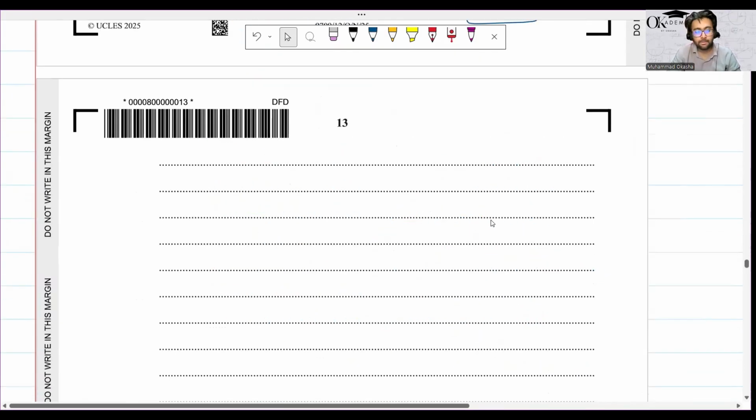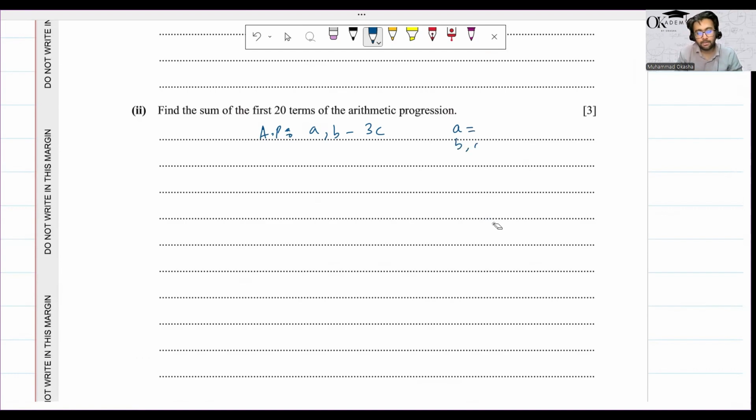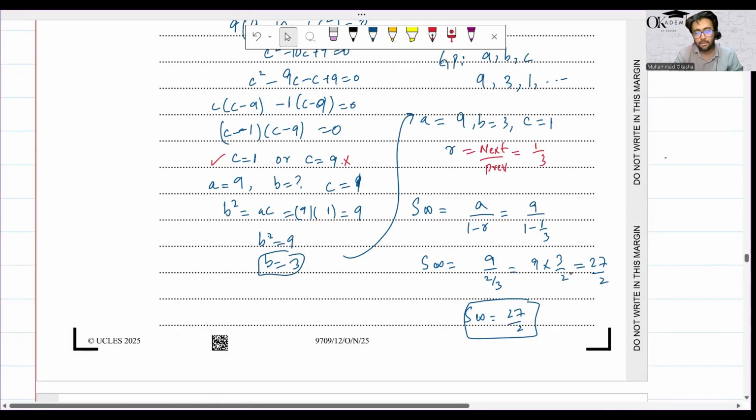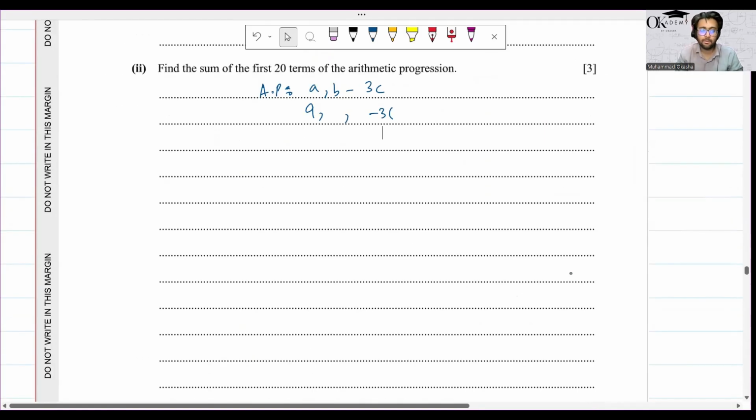Right, next, find the sum of the first 20 terms of the arithmetic progression. We know that the AP is a, b, negative 3c. It's given in the question. We know the values of a, b, and c. Let's put in the values. a is 9, b is 3, right? And negative 3 times 1 is just negative 3.